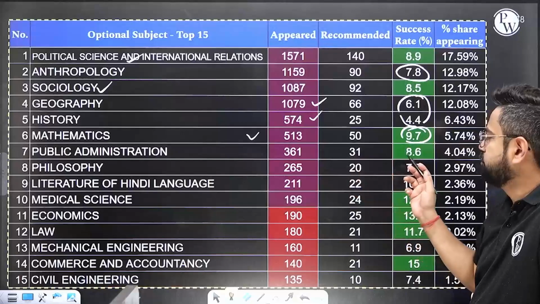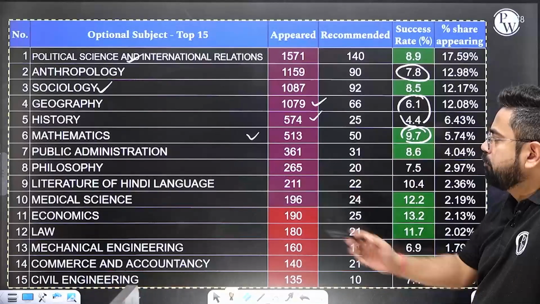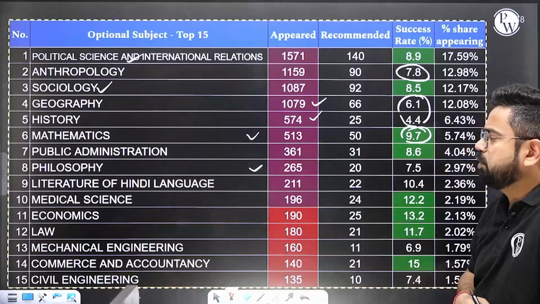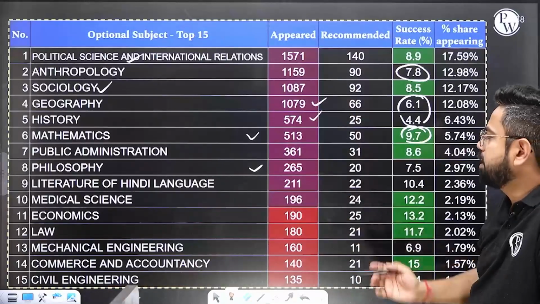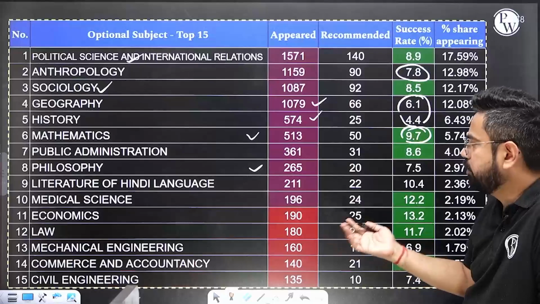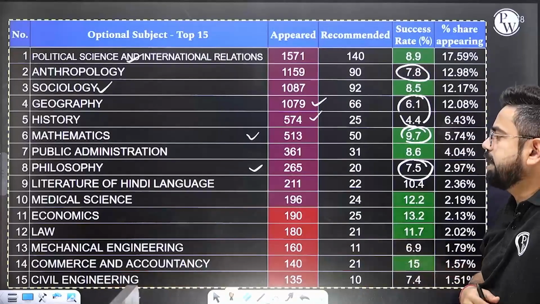Then the PubAd optional is also performing well, 8.6%. Philosophy, once upon a time, was one of the favorite optionals, very popular amongst the top 5. But now it is going down. Also, the success percentage is not as impressive.